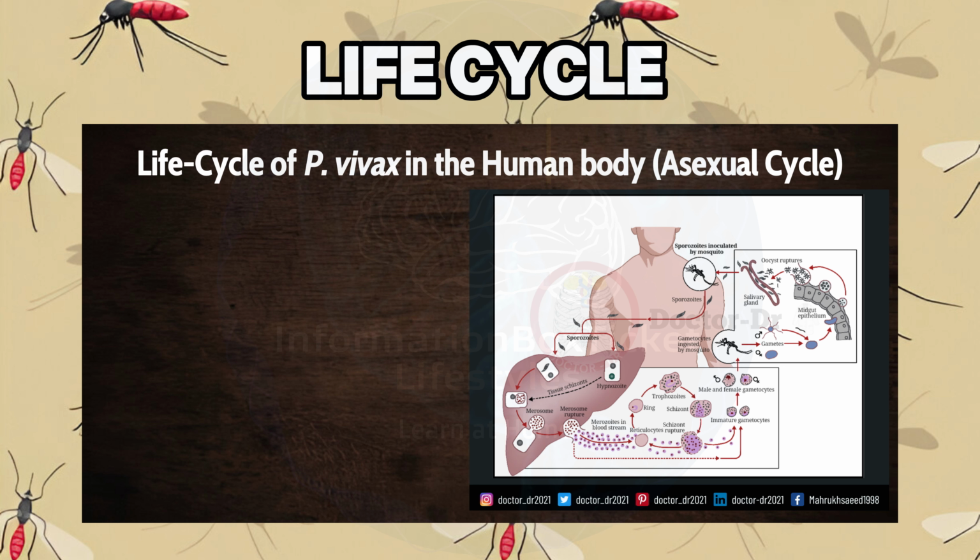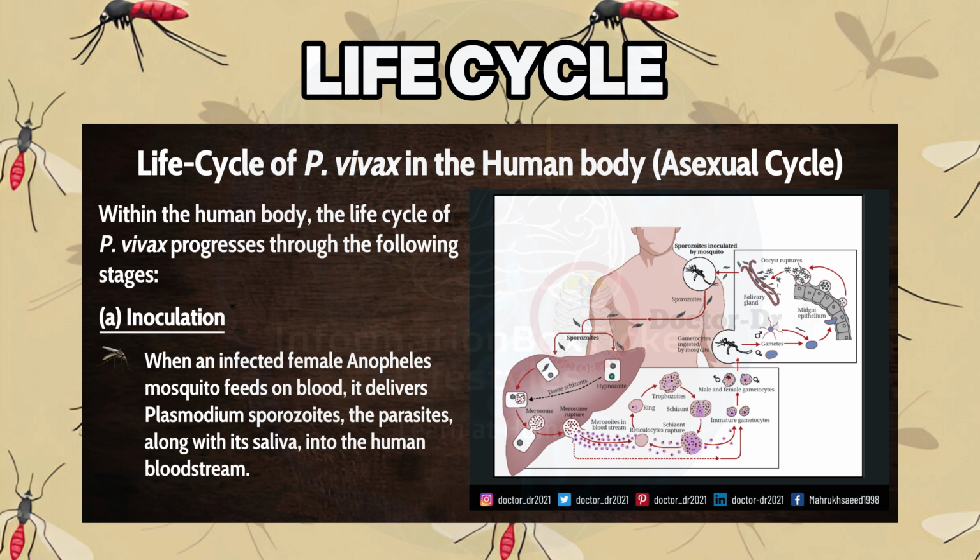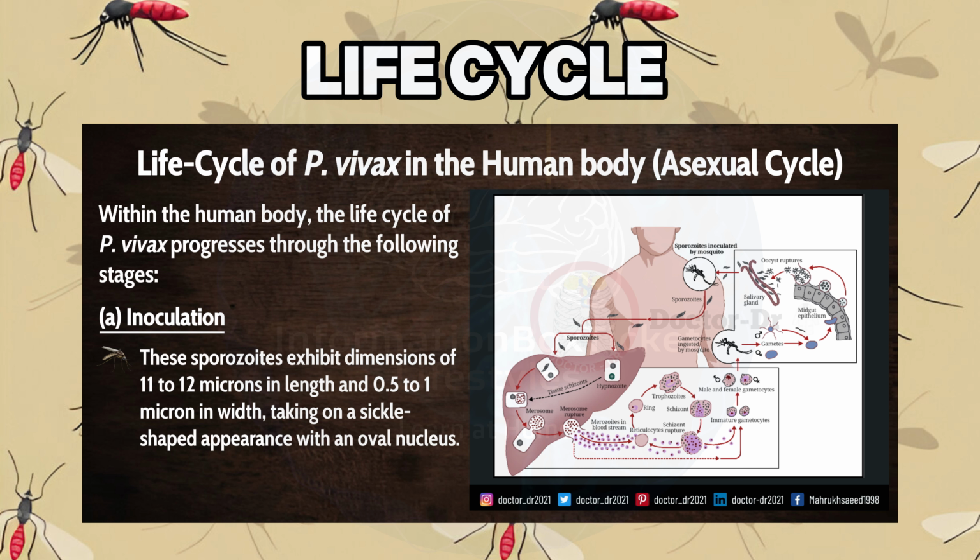Life cycle of P. vivax in the human body, asexual cycle. Within the human body, the life cycle of P. vivax progresses through the following stages. A. Inoculation. When an infected female Anopheles mosquito feeds on blood, it delivers Plasmodium sporozoites, the parasites, along with its saliva, into the human bloodstream. These sporozoites exhibit dimensions of 11 to 12 microns in length and 0.5 to 1 micron in width, taking on a sickle-shaped appearance with an oval nucleus.